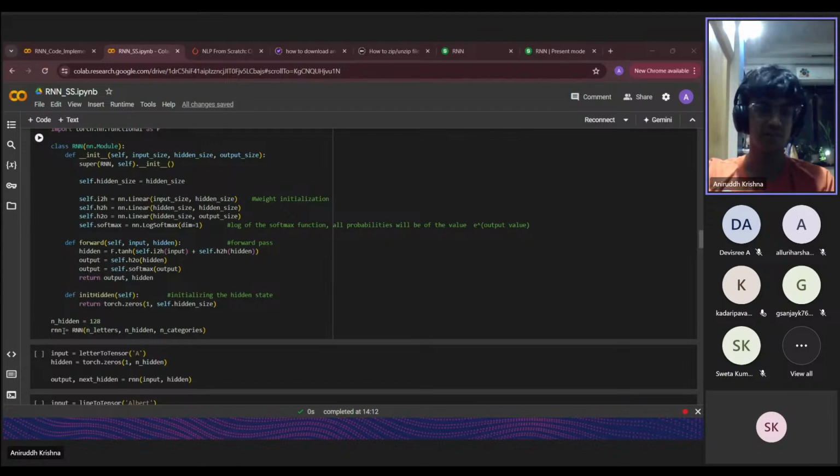And RNN is just a variable that calls this class with these 3 parameters: n_letters, n_hidden, and n_categories. So the input size, hidden size, and output size.